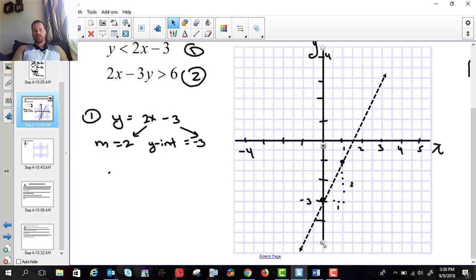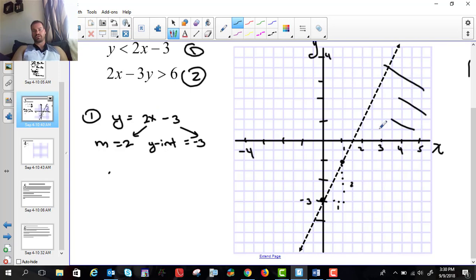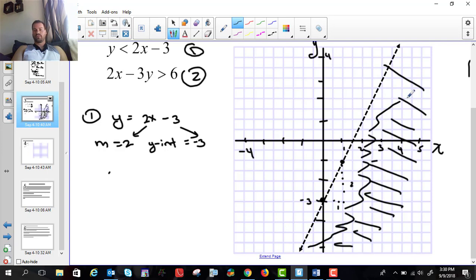Now, it's less than that, and so we have to shade. That's the next part of this. And you can do that in 2 different ways. You can either, just because y is less than, you can just go, that's less than 2x minus 3, so you can shade it like that. Or you can use a test point. So you can test, and you may have been shown how to do this, 0, 0. Or any point, but 0, 0 is right here.